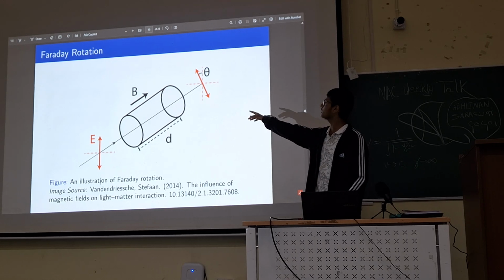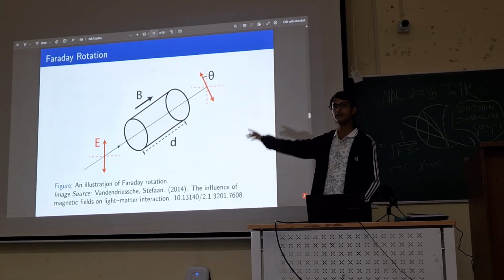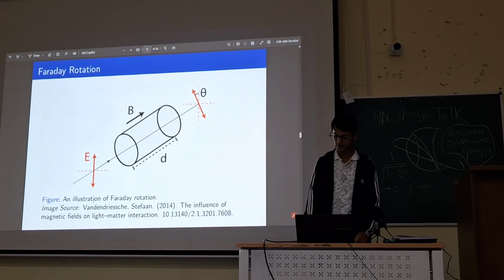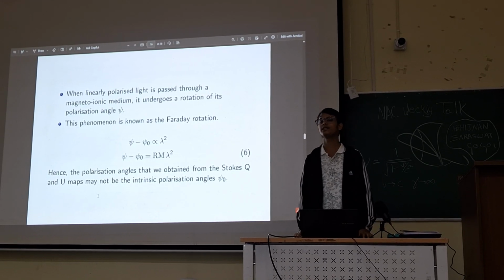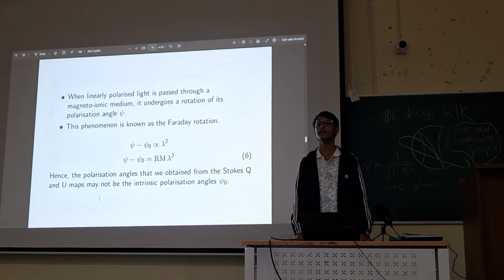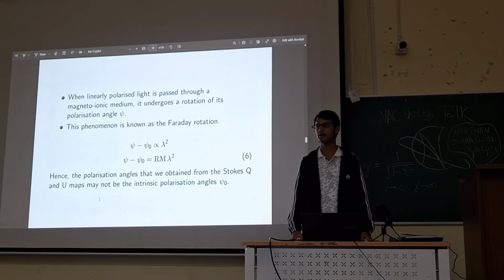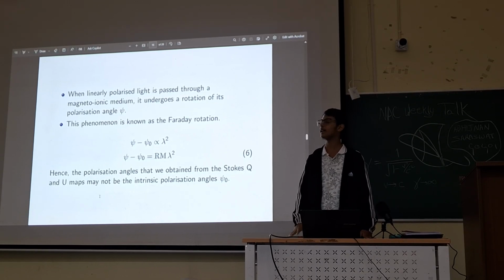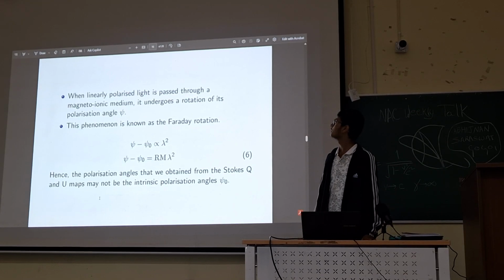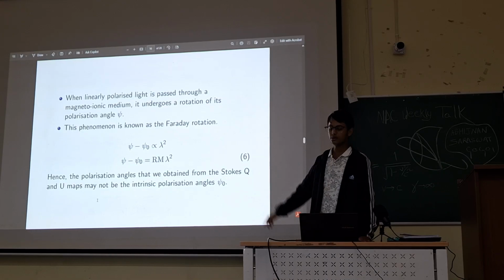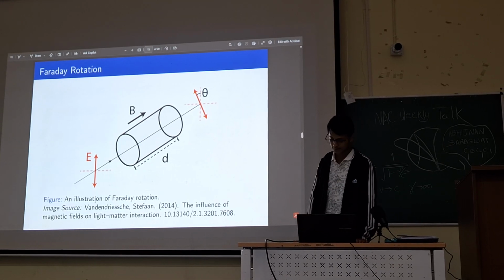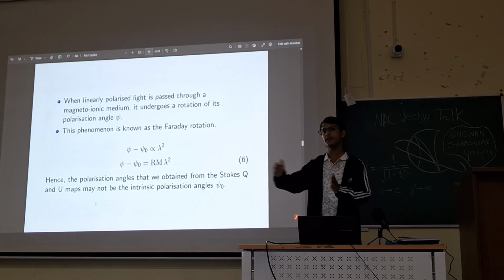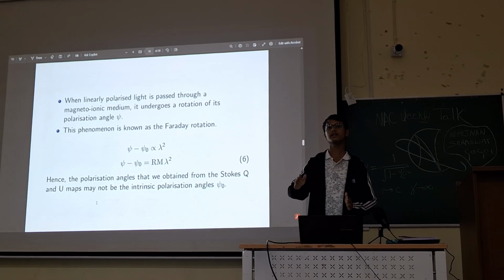The amount it rotates is proportional to the strength of the magnetic field that is pointing along the direction of propagation of light. This phenomenon is known as Faraday rotation, and as a fun fact, this was also one of the key observations that confirmed that light is an electromagnetic wave. It was observed by Michael Faraday, from where he got the insight that light might be an electromagnetic wave. The amount of Faraday rotation is proportional to the square of the wavelength of the light. So if you double the wavelength, the amount of Faraday rotation increases by 4 times.